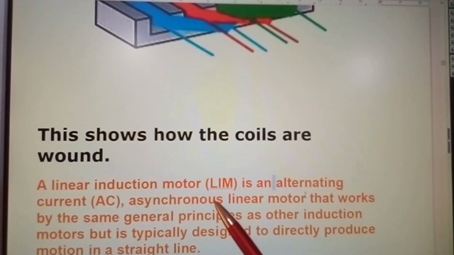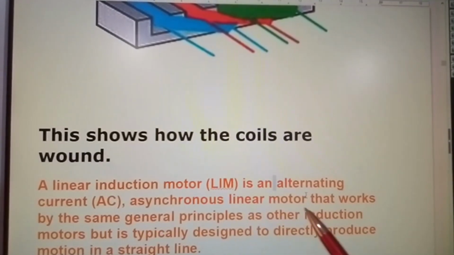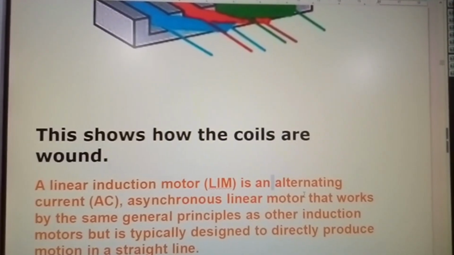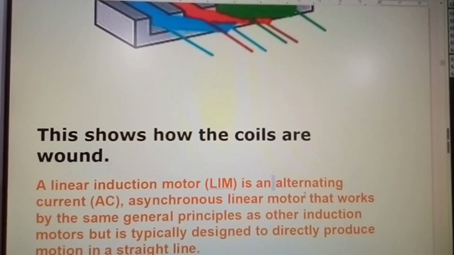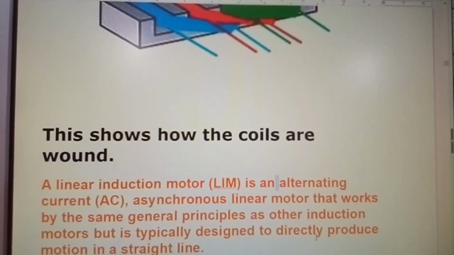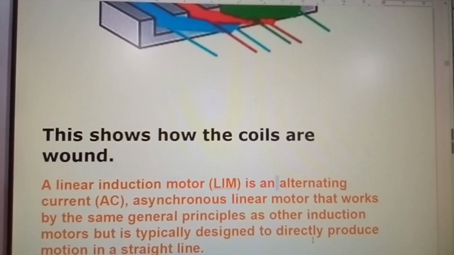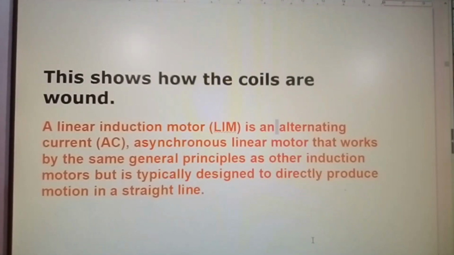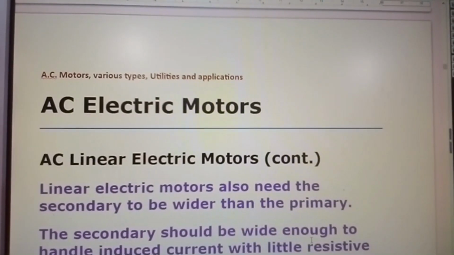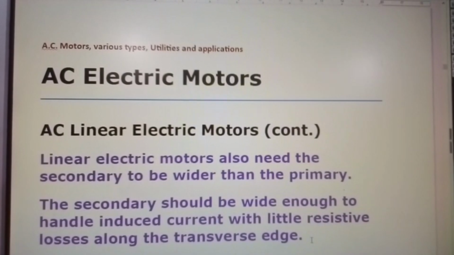Linear induction motor, LIM, is an alternating current asynchronous linear motor that works by the same general principle as other induction motors, but is typically designed to directly produce motion in a straight line. Here we are. AC linear electric motors continues.